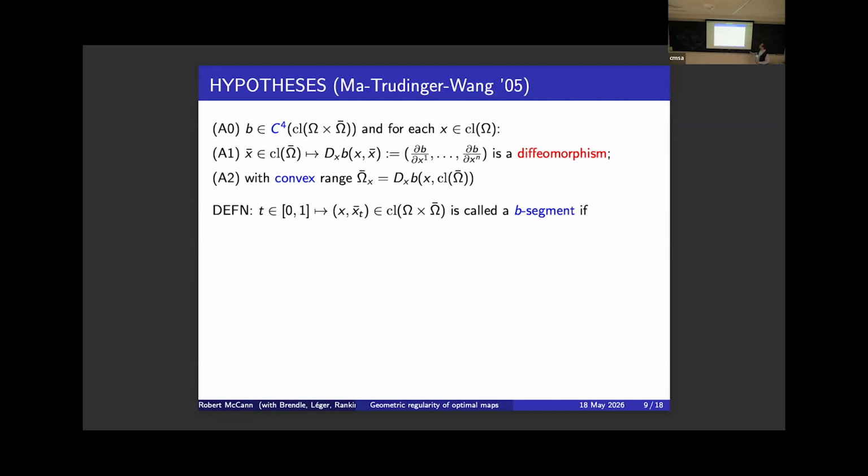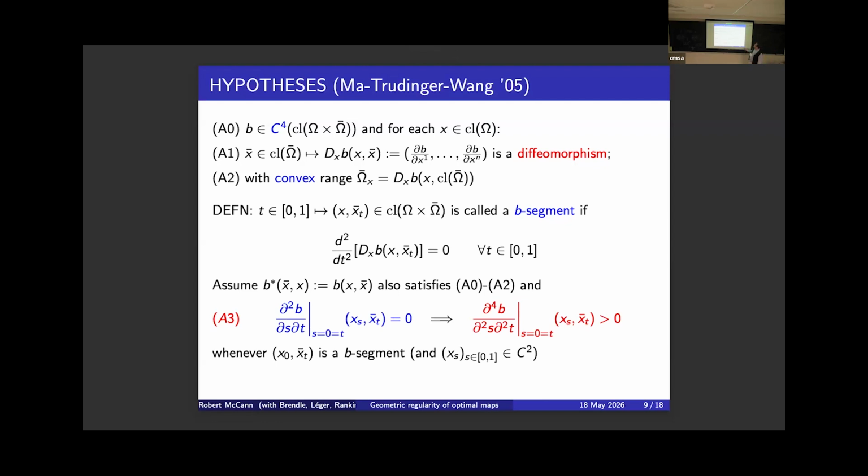And actually, so far I've written this in an asymmetrical way, like I fixed x and I'm asking what happens as x bar varies. I'm going to want actually the cost to be symmetric under interchange of x and x bar, so reflecting the domain range symmetry of the problem. And then if I have a curve with x bar varying and x fixed, I'm going to call that a B segment if its image under this diffeomorphism is an affine line segment.